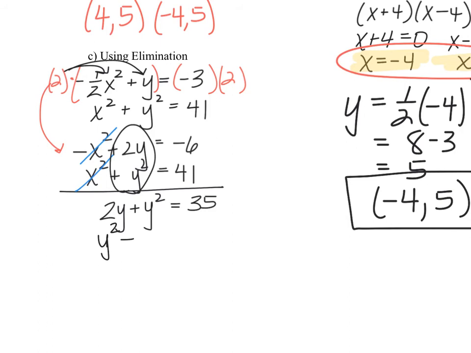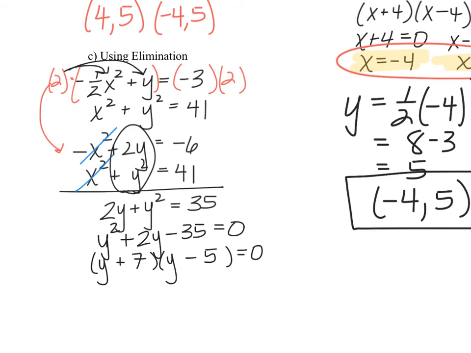So I'm going to go ahead and reorder and write the y squared term first. I'm also going to subtract the 35 so we can set this equal to 0. And then let's go ahead and factor. Remember, if it didn't factor, then we would use the quadratic formula. But in this case, we're looking for two numbers that multiply to negative 35 and add to positive 2. And that would be a positive 7 and a negative 5. 7 times negative 5 will be negative 35, and 7 plus negative 5 is positive 2. So this tells me that y is equal to negative 7 or y is equal to 5.